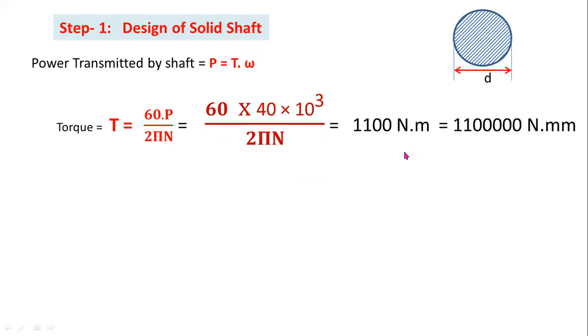Already we know that the given power is in Newton meter per second, so the torque is also in Newton meter. Now you have to convert this meter into mm. 1 meter equals 1000 mm. So the mean torque value is 11 lakhs Newton mm.